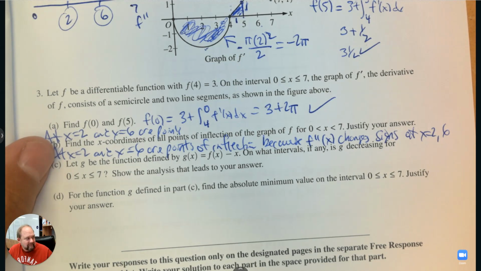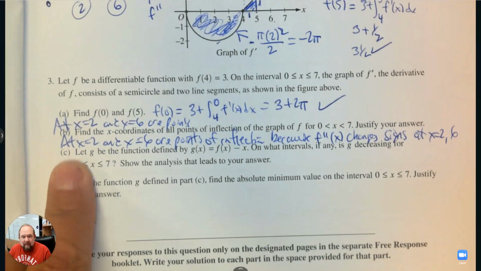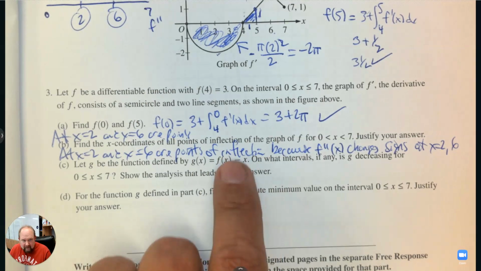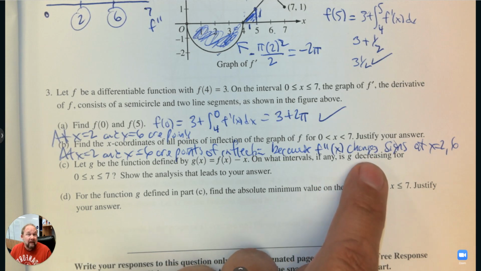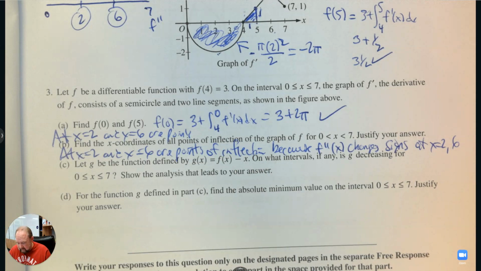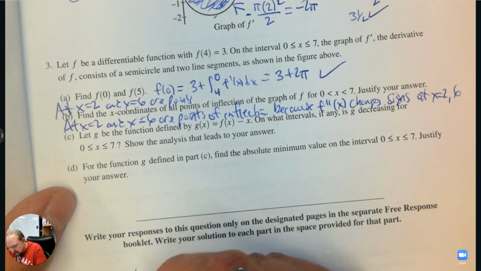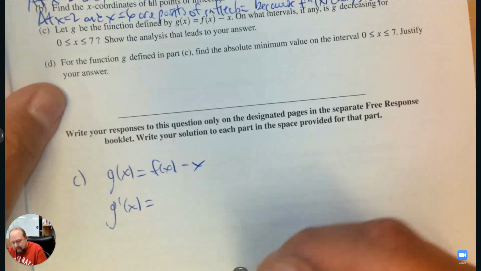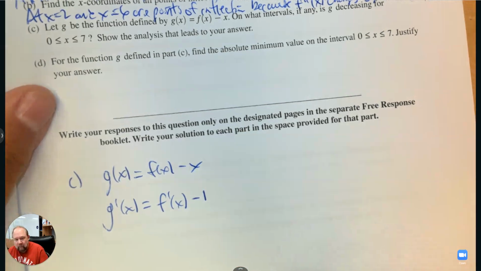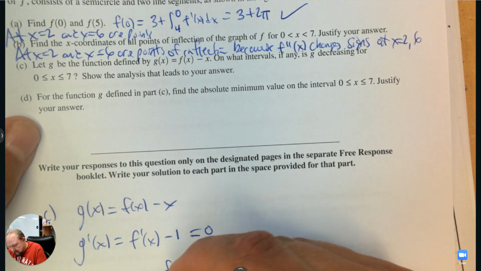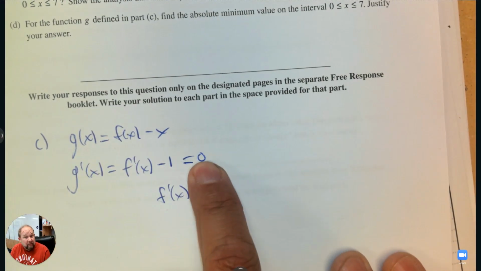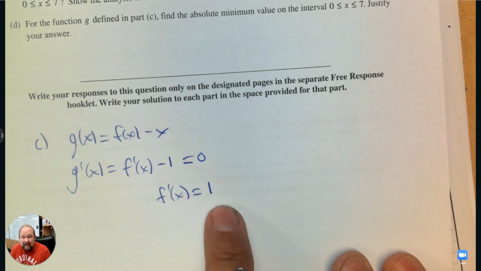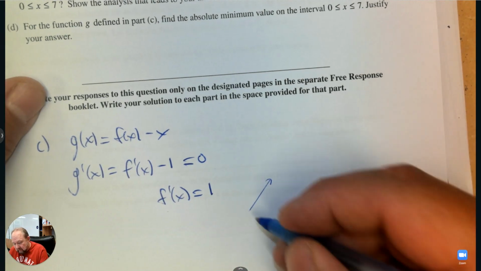Part C. Let g be that function defined by this. On what intervals, if any, is g decreasing for this? So to understand if something is decreasing or increasing, we have to take the derivative. Let me do that down here. So first of all, let's write down what the function is, and then what is the derivative of this. So it's the derivative of f of x minus 1, and then we make it equal to 0, and then take the derivative and solve it. So I take the derivative, I make it equal to 0 to find the critical numbers, and when I solve it, I add 1. So I'm looking, where is the slope 1?